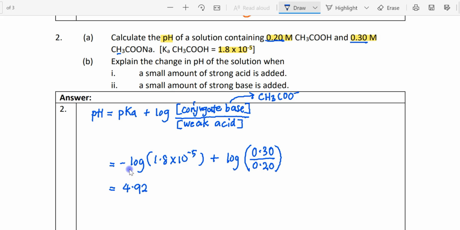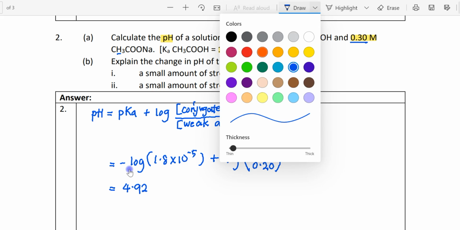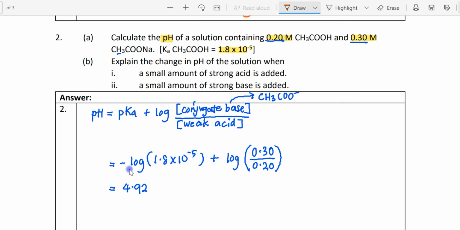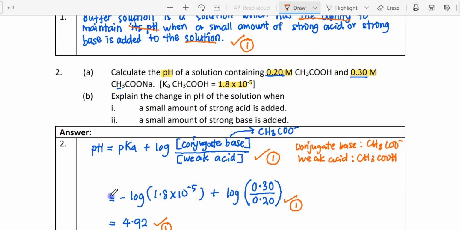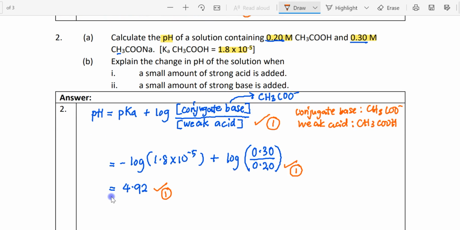How many marks will you get from this calculation? The first mark is given when you write the equation, 1 mark. And then the substitution, 1 mark. It's better if you define what the conjugate base is, just label it, and also label the weak acid to be safe. So this is 2A. Now we move to 2B.